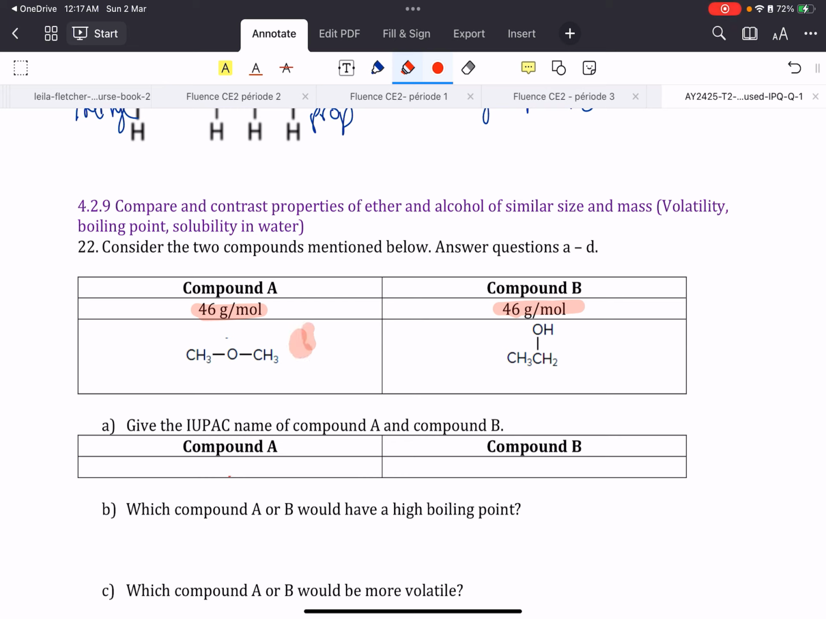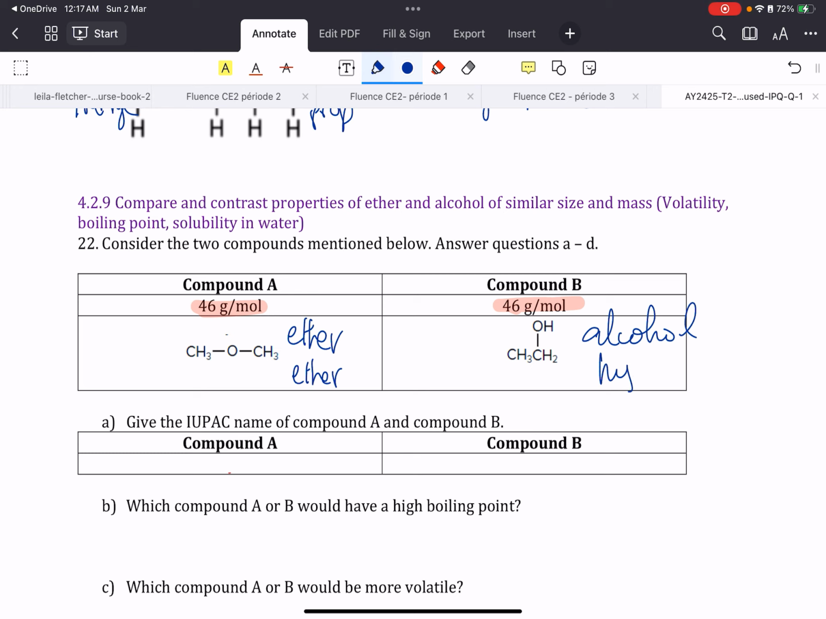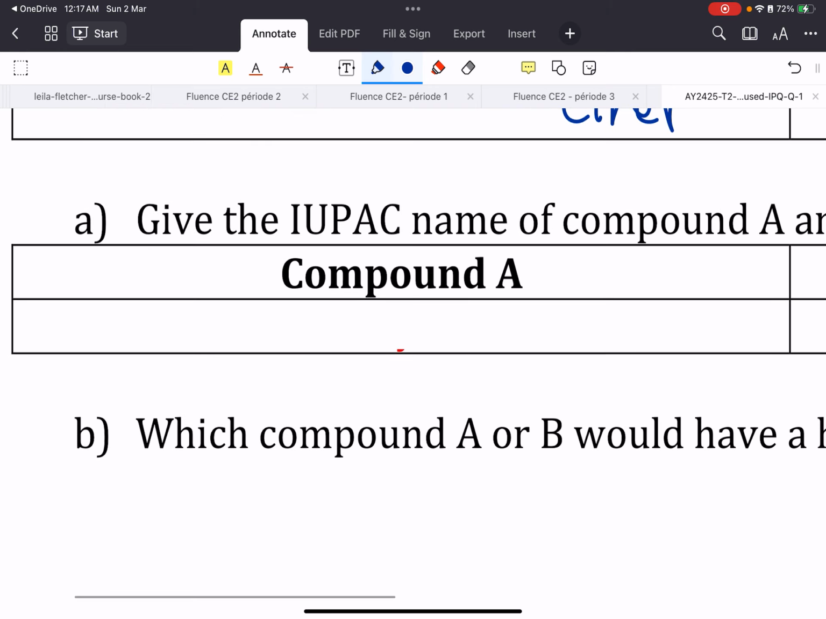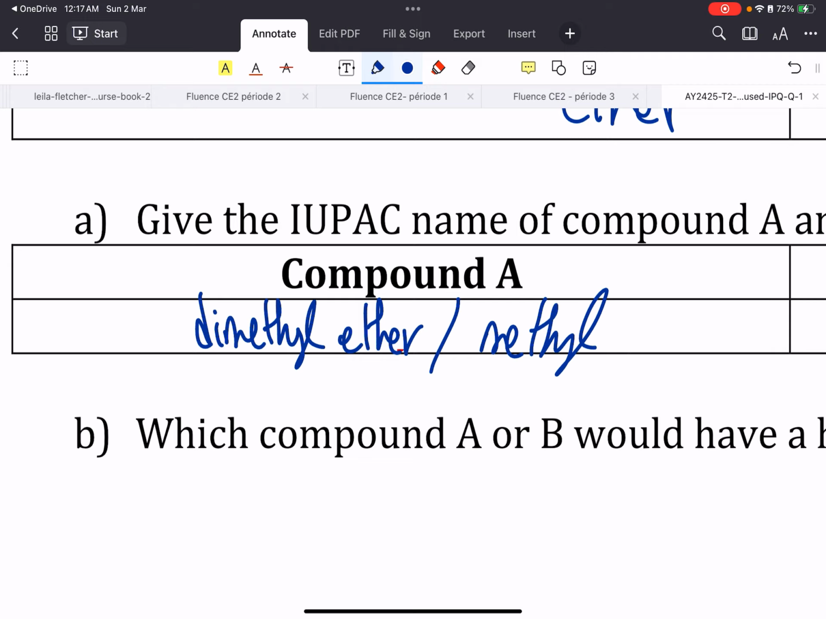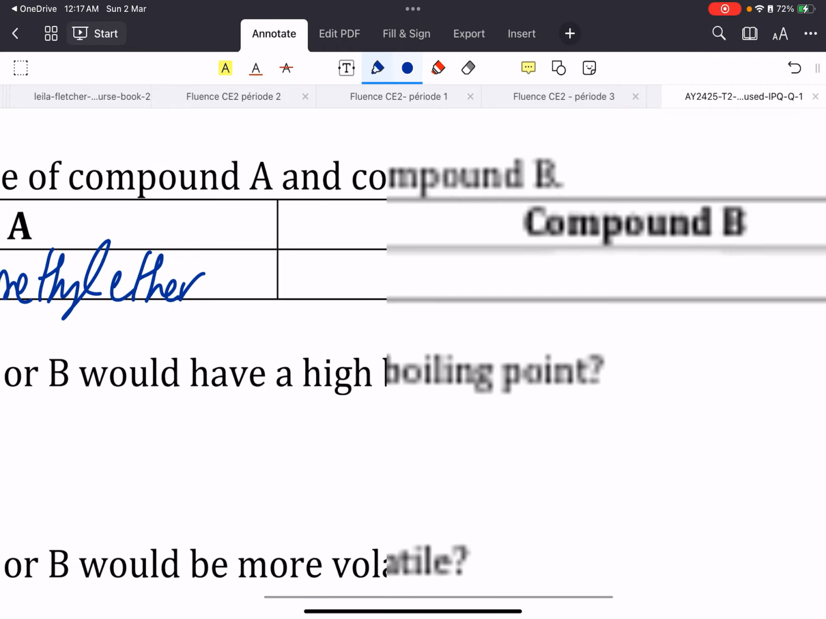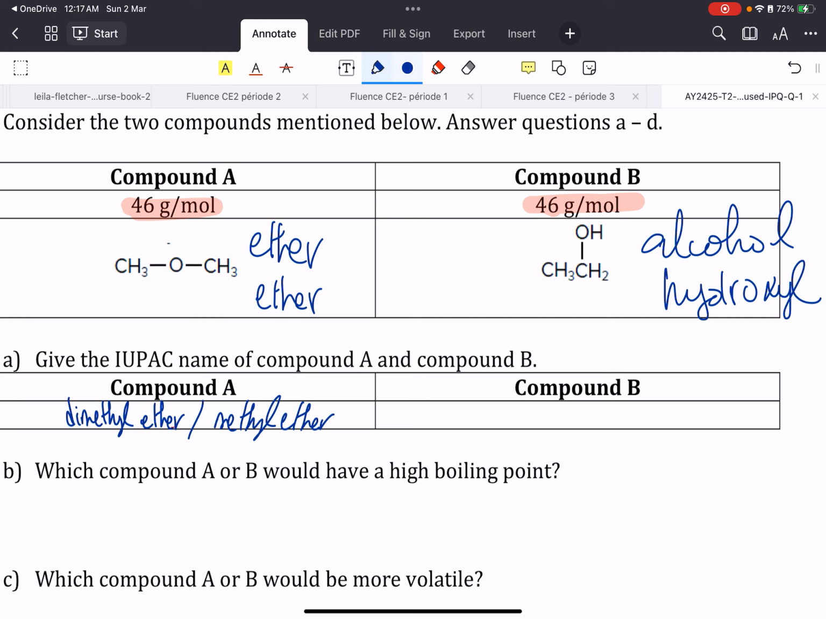However, this is an ether and this is an alcohol. This contains an ether functional group. This one contains a hydroxyl functional group. So first, name compound A. This is dimethyl ether, or simply methyl ether. Compound B is ethanol.